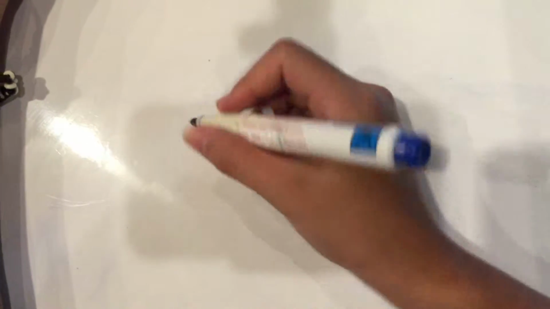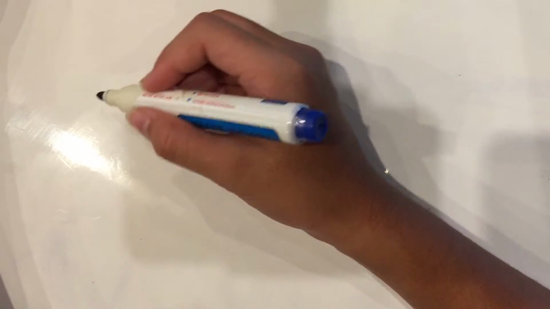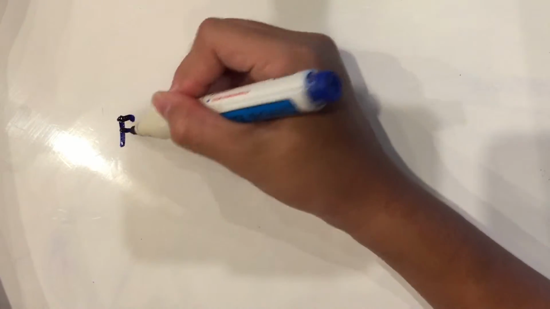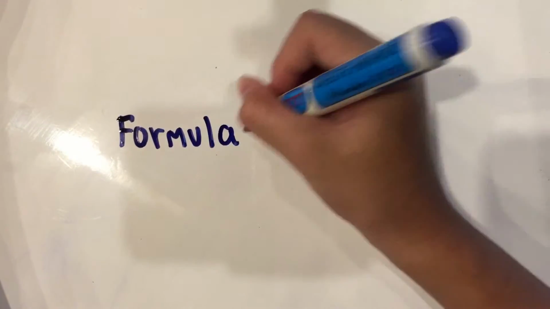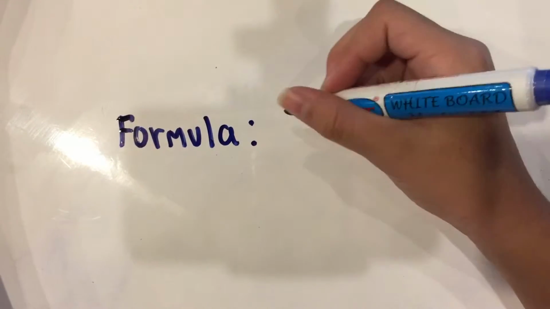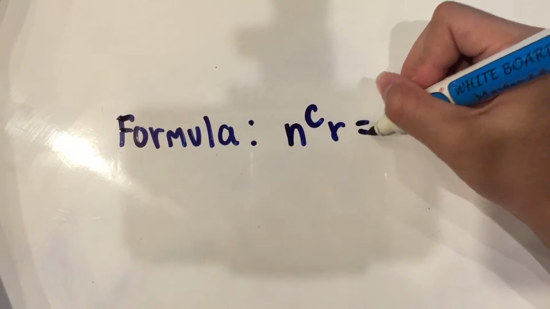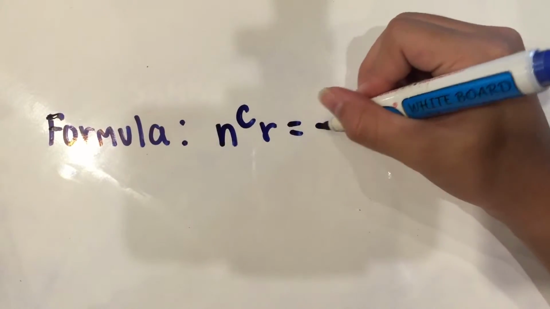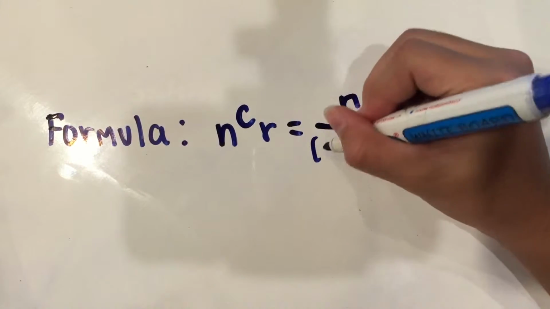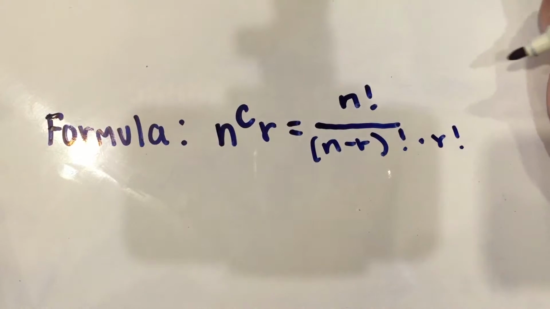First of all, we have to know what the formula for combinations is. So this is the formula for combinations. It is nCr equals n factorial over r factorial times (n minus r) factorial.